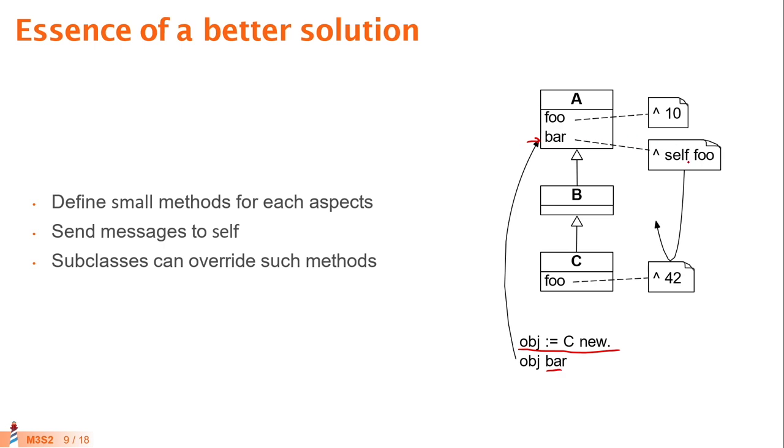The code of this method is doing a self send here, self foo, and there is a default foo implementation in A, but foo is redefined in the C class here, and this message send will correctly return 42 because the foo method will be correctly resolved in the class of the receiver.